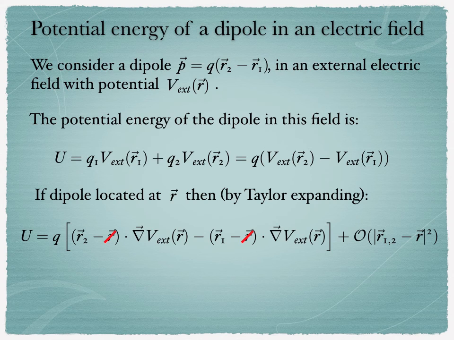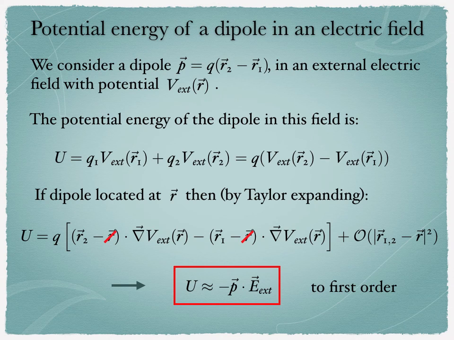If you see what that means with respect to P, vector P which is equal to Q (R2 minus R1), then this will give you simply that U, the potential energy of the dipole in an external field, is minus P scalar product with the electric field that is imposed from outside, at least up to first order.